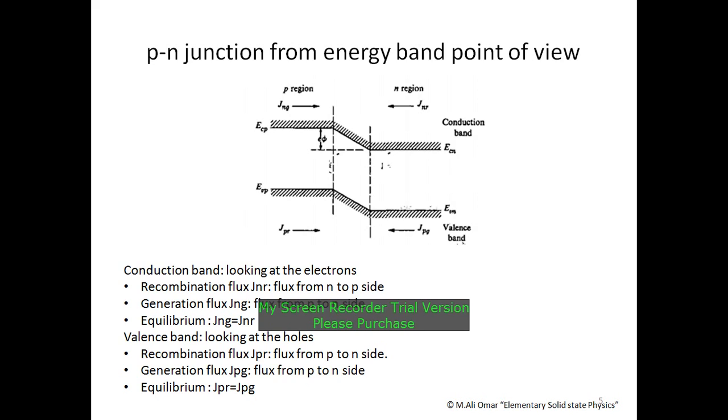In the valence band we also have two types of fluxes, the same idea from the electron point of view. We have a recombination flux from p to n side, and we have a generation flux from p to n side. Equilibrium will be reached if those two fluxes are equal.